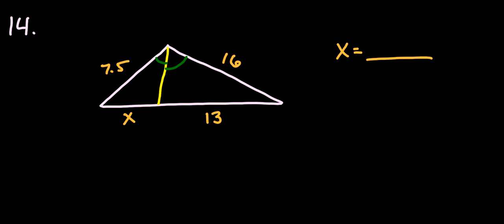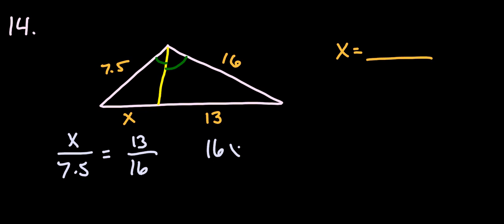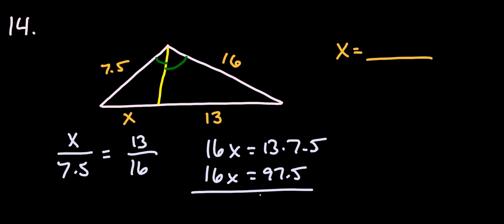Number 14, let's go ahead and set up a quick proportion. We've got an angle bisector, which allows us to say something like x to 7.5 is equal to 13 to 16. So let's go ahead and cross multiply. So we'll have 16x equals 13 times 7.5. And when we do that 13 times 7.5, we end up getting 97.5. So we have 16x equals 97.5.